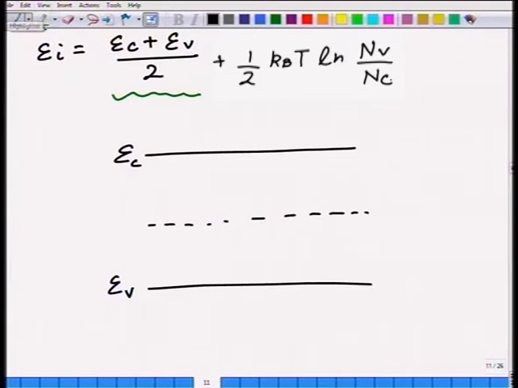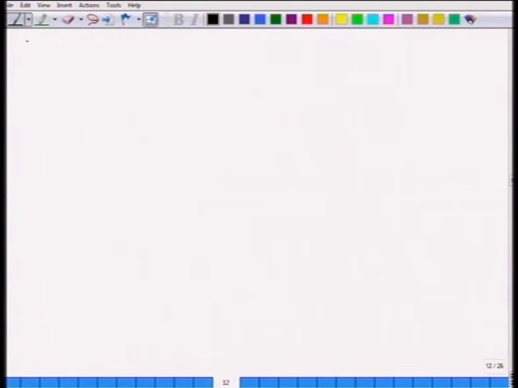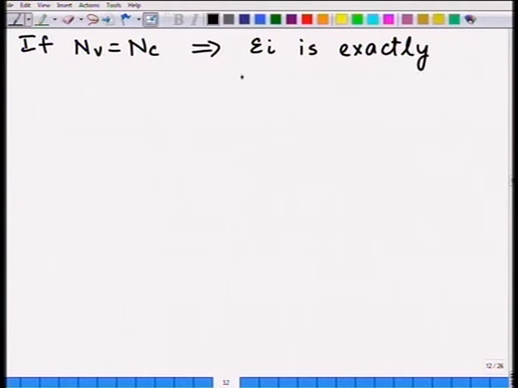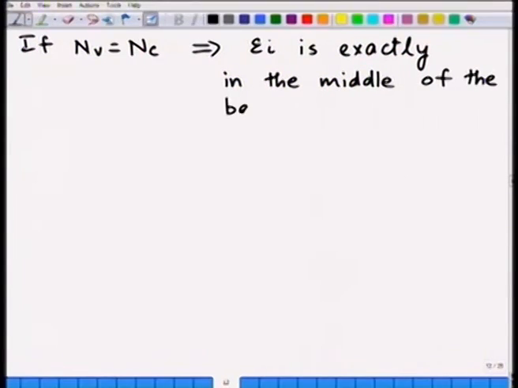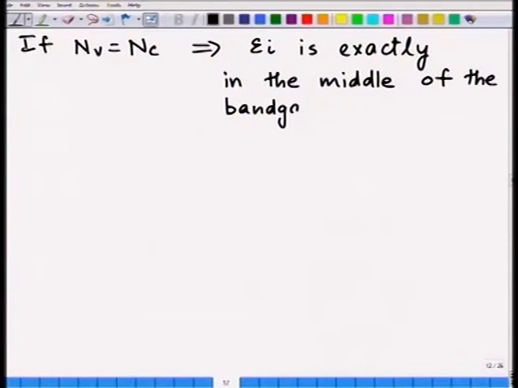Now, Fermi energy is not always exactly in the middle. It is exactly in the middle if NV is equal to NC. In that case, EI is exactly in the middle of the band gap, precisely in the middle is the Fermi energy.